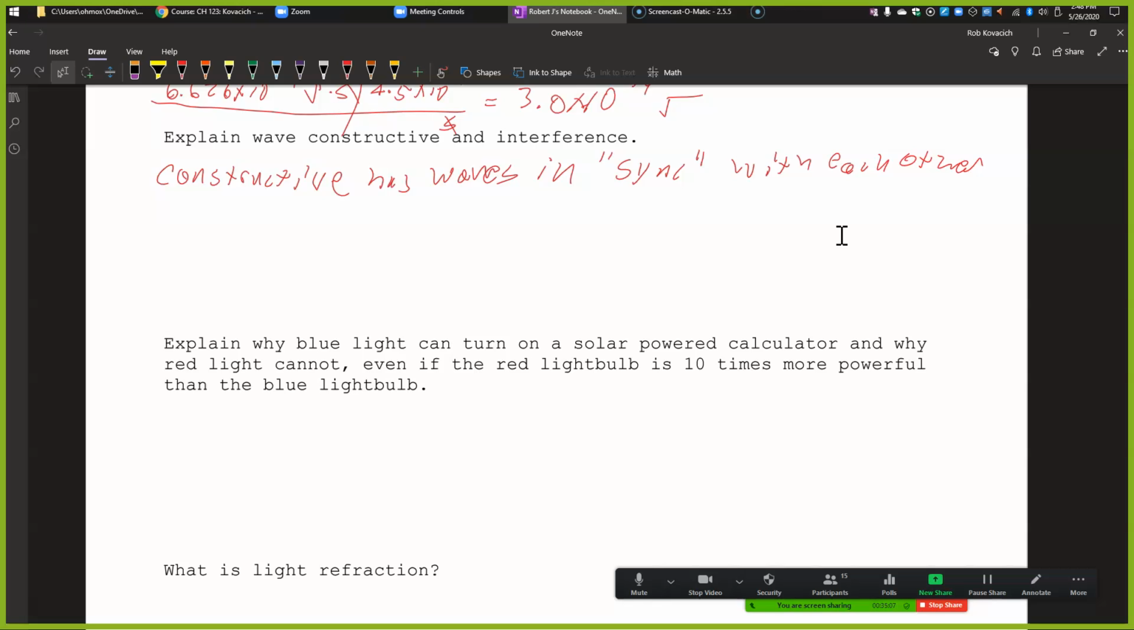Mhm. And I worded that question incorrectly, didn't I? I totally missed a word. I thought it was just constructive interference. It's supposed to be and destructive.